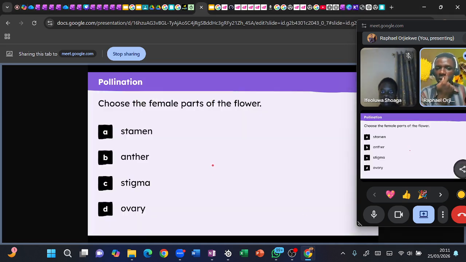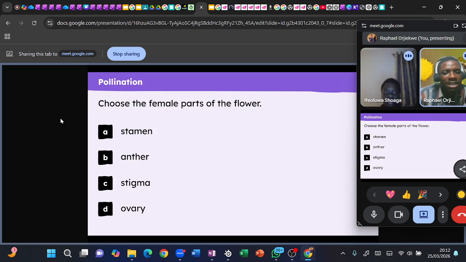So tell me, choose one of the options now. Which of the parts of the flower would you pick as the female part of the flower? The ovary. And the stamen. The what? The stamen. Is it A and D? Yes, A and D. Okay, let's find out if that is correct.